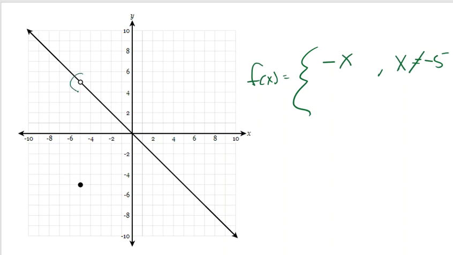How do I know that? There's a clear hole at -5. I'm not allowed to plug -5 into this first function. But anywhere else, I'm good to go. Now, it does appear that if x is -5, I do need a solid filled-in point at a y value of -5, because there is clearly a point at -5, -5. So when x is -5, I need a dot at -5 as a y value. Everywhere else, I'm going to use the very simple linear function, -x, which produces the line there.